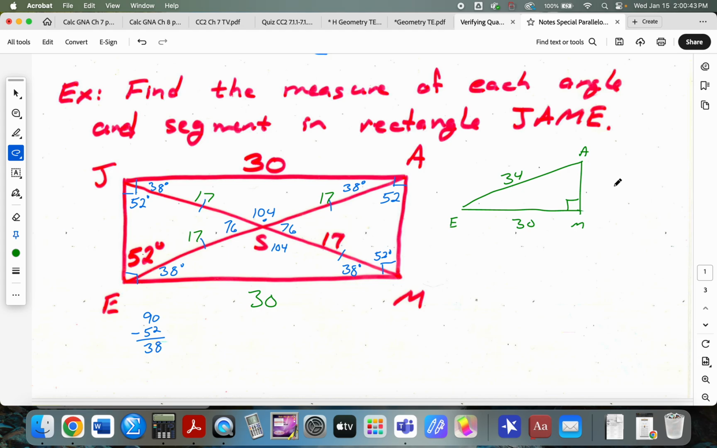I'm going to use the Pythagorean theorem. It's a right triangle, and I know 2 out of the 3 sides. So I'll have 30 squared plus AM squared is equal to 34 squared. 30 squared, I know that one. That's 900. That's not hard. 34 squared, I don't know that one off the top of my head, so we'll multiply it out.